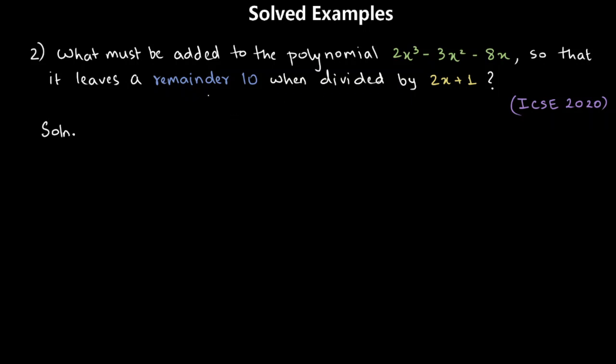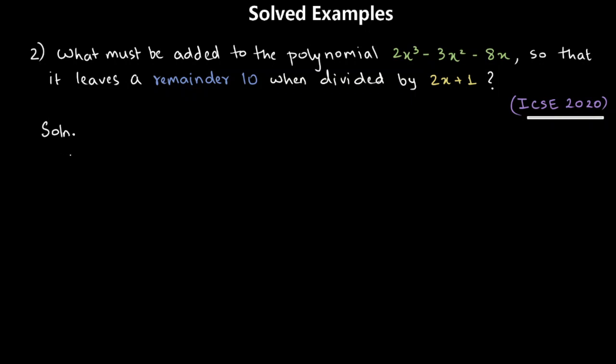So the question here asks us what must be added to the polynomial 2x cubed minus 3x squared minus 8x so that it leaves a remainder of 10 when divided by 2x plus 1. We'll be using the remainder theorem to solve this question. Question asked in the ICSE 2020 examination, as you guys can see.